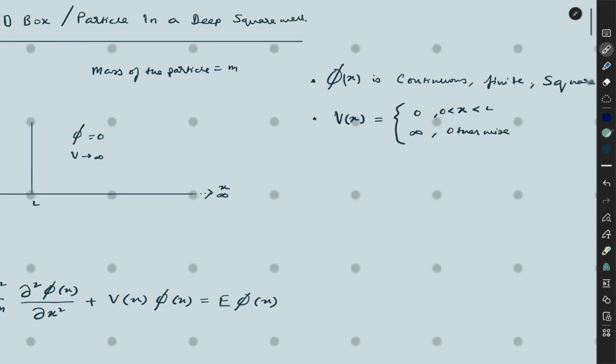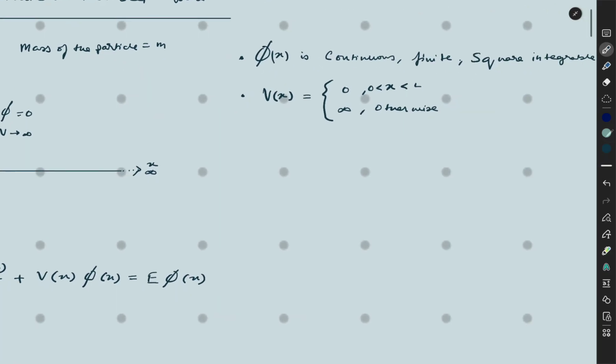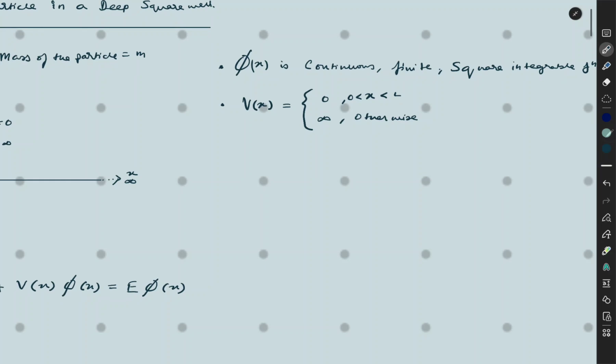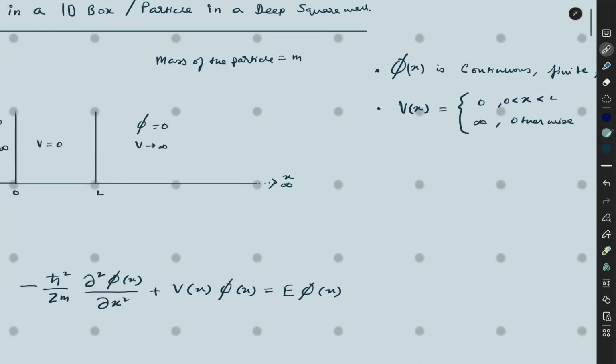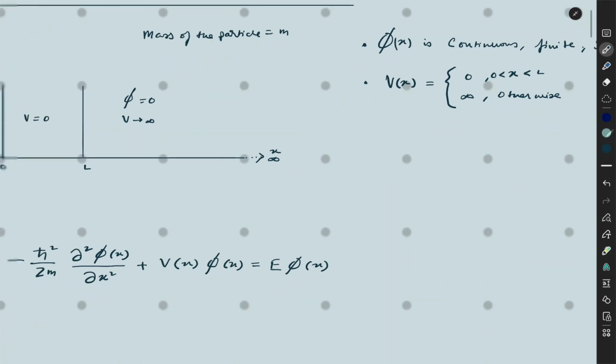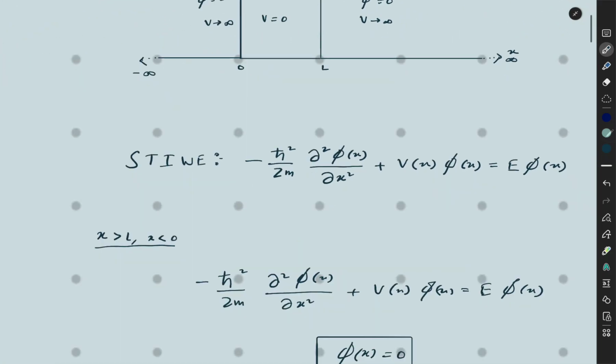And we have considered the key assumption, that the wave function is continuous, finite, and a square integrable function. Now why is this square integrable function? Because we need to normalize that. And V of x, in mathematical terms, will be 0 for x between 0 and L, and infinity otherwise. And this is Schrodinger's time independent wave equation.